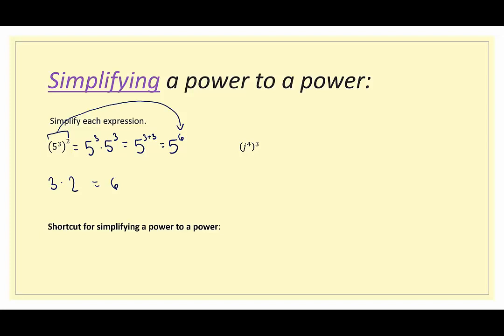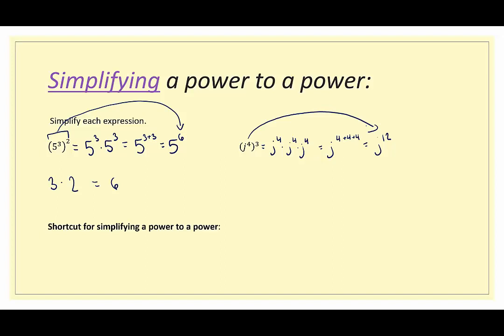Let's look at our next example. J to the 4th is the base, and then we're cubing it. So in this example, we could write this as j to the 4th times j to the 4th times j to the 4th. We have 3 base j's, so that'd be j to the 4 plus 4 plus 4, and that would be j to the 12th. So did it hold up again? Could we go right from here to here? Sure, 4 times 3 is 12, and yes, this will always work. This is our next shortcut.